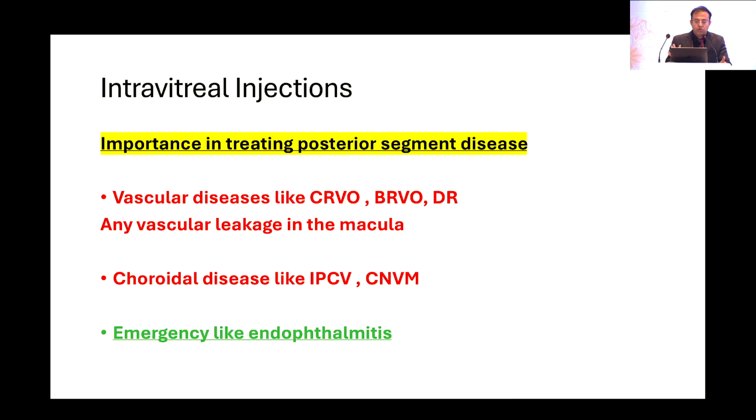Whenever we talk about the diseases, we talk about 3 types. First is the vascular disease, where vascular permeability is an issue, like central retinal vein occlusion, branch retinal vein occlusion, or diabetic retinopathy. Then we have the choroidal diseases like IPCV or choroidal neovascular membrane. Dr. Tinku has very nicely shown how to differentiate between a vascular disease and a choroidal disease on OCT. And finally, the emergency situations like endophthalmitis.